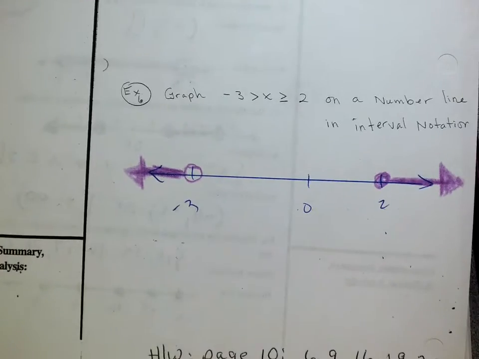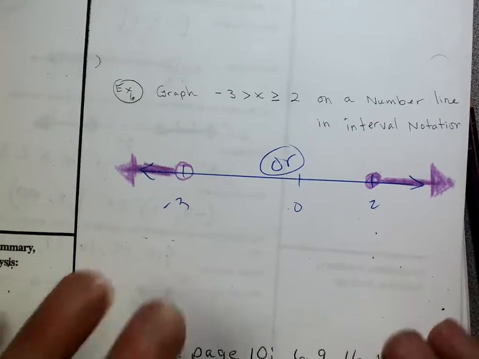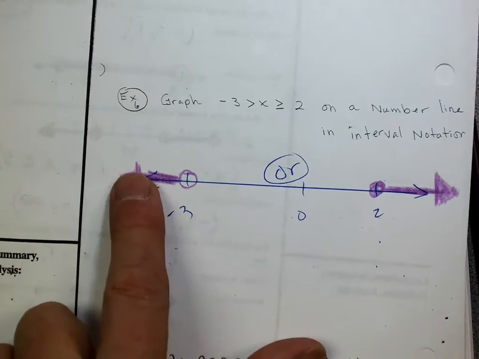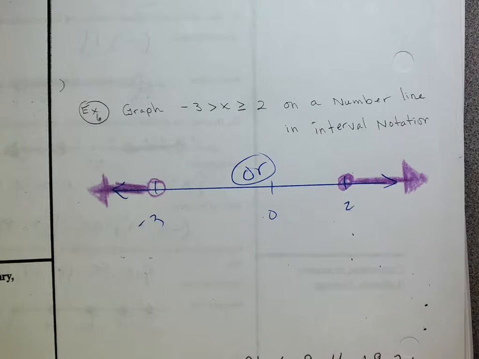Well, I know for sure I'm going to have an or in between because I've got to go from here to here, right? I know for sure I'm going to have an or because I'm going to have whatever I say here, and then I'm going to say, okay, or I'm going to have whatever I say here, okay? All right, so let's do interval notation.